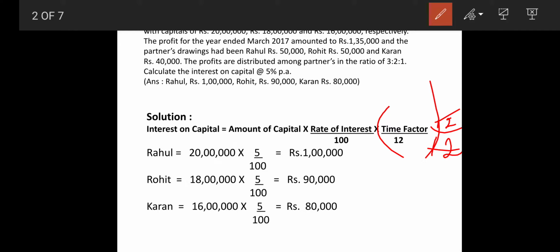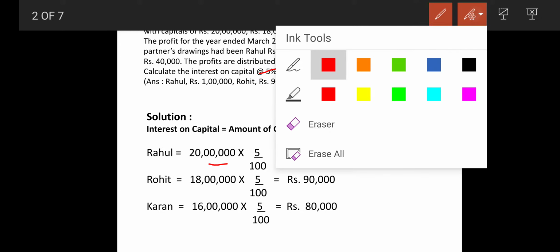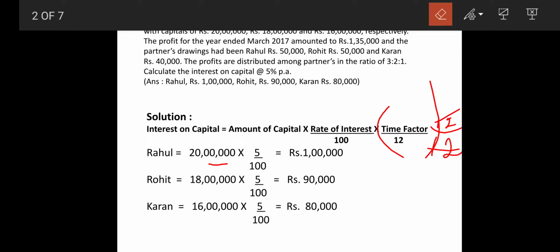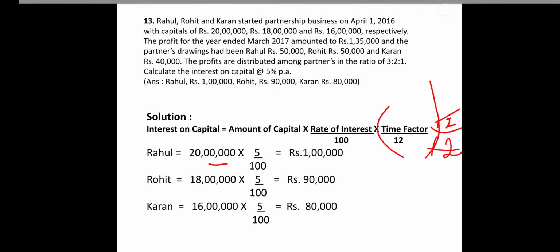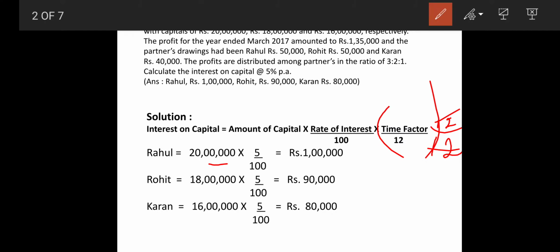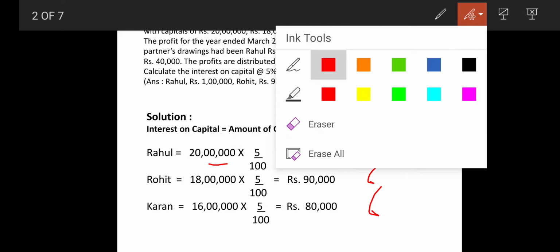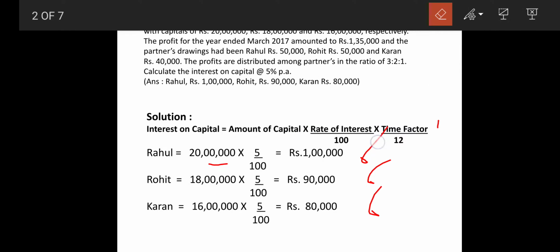So here Rahul stands with 20 lakhs multiplied by 5 upon 100, where 5% is the rate of interest. Same way, Rohit is 18 lakhs multiplied by 5 upon 100, and Karan is 16 lakhs multiplied by 5 upon 100. So the solution comes to Rahul 1 lakh, Rohit 90,000 and Karan 80,000 respectively. This way we can get the calculation of interest on capital.